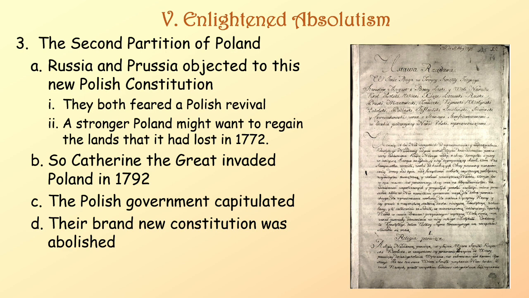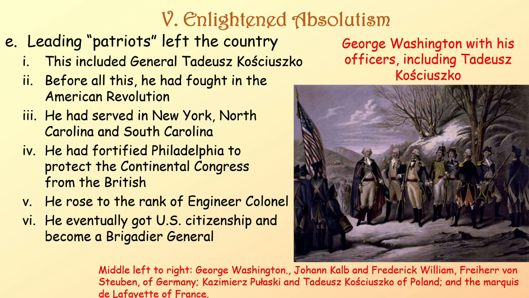Russia and Prussia objected to this new Polish constitution. Both of them feared a Polish revival, and a stronger Poland might want to regain the lands it had lost back in 1772. So Catherine the Great invaded Poland in 1792. The Polish government capitulated, and their brand new constitution was abolished. But it didn't end there.